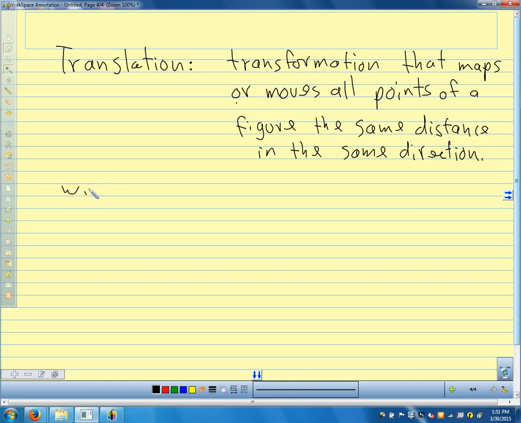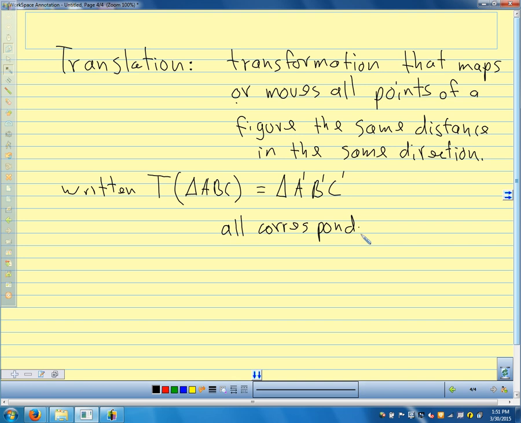So we write this as a T, T for translation, the translation of triangle ABC equals triangle A prime, B prime, C prime. And we'll talk about how we tell exactly how far and exactly what direction that we move things. And all corresponding sides and angles are congruent. So we can match up all the sides and all the angles, and they would all be congruent.